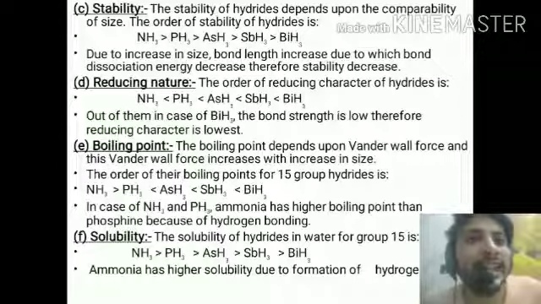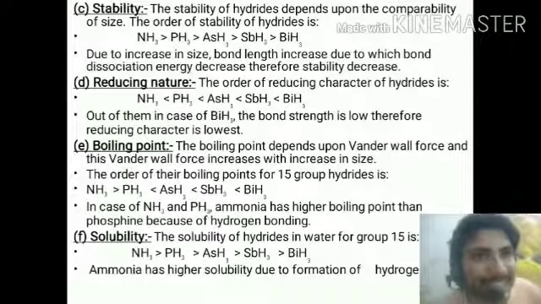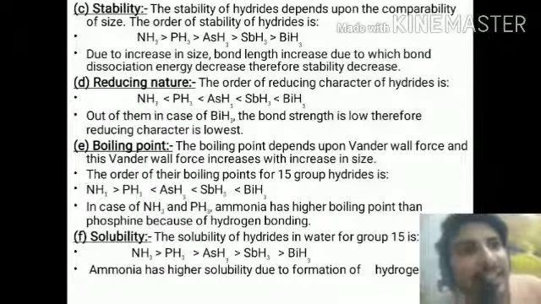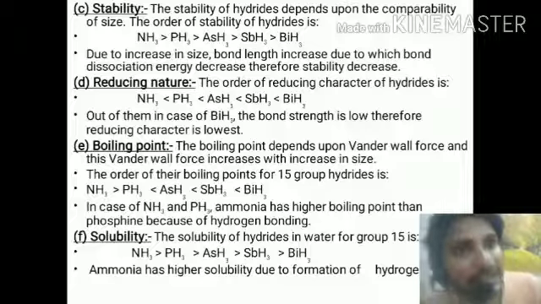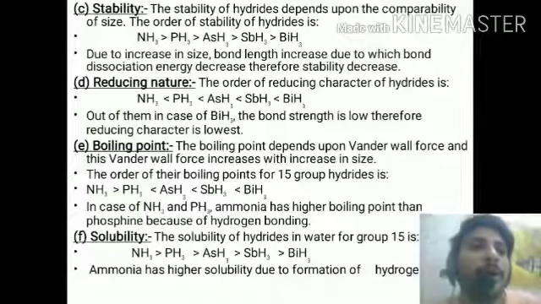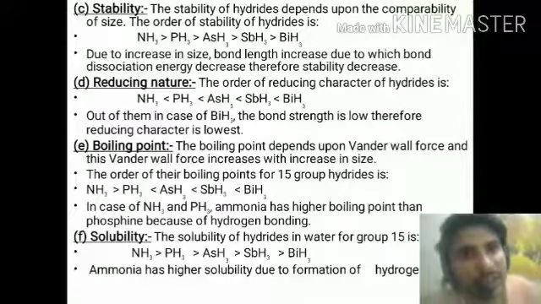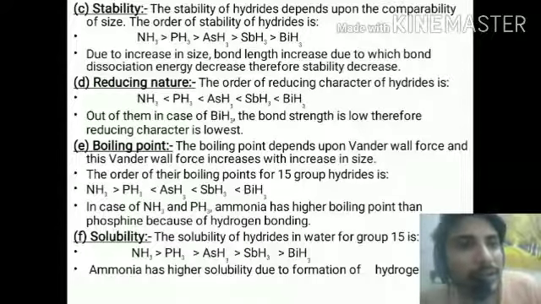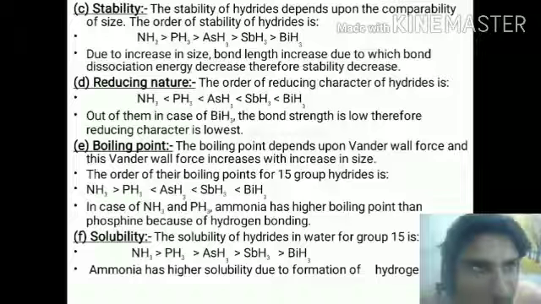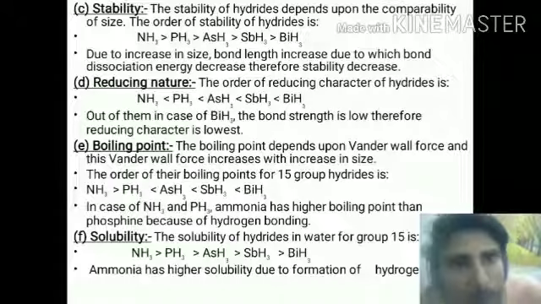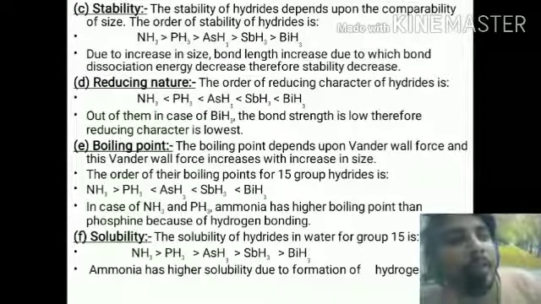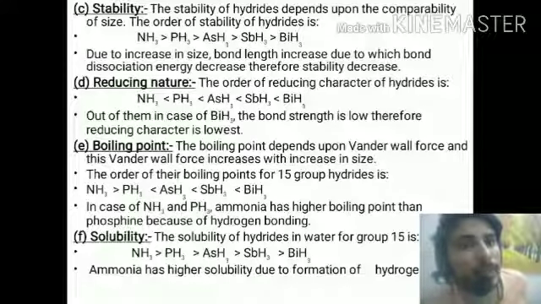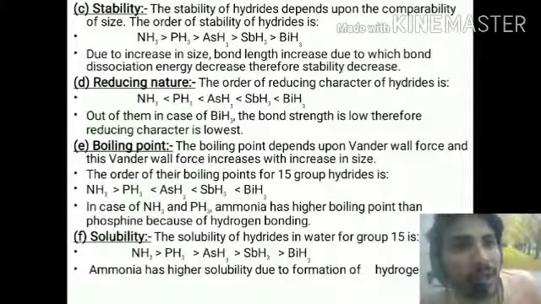Due to the increase in size, bond length increases, due to which bond dissociation energy decreases. Therefore, stability decreases. Stability also depends upon bond dissociation energy. Now, reducing nature. Reducing means it provides electrons. The reducing character of the hydrides increases from top to bottom. Out of them, in the case of bismuth, the bond strength is low. Therefore, reducing character is highest.